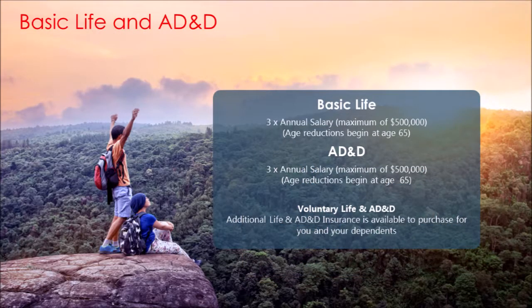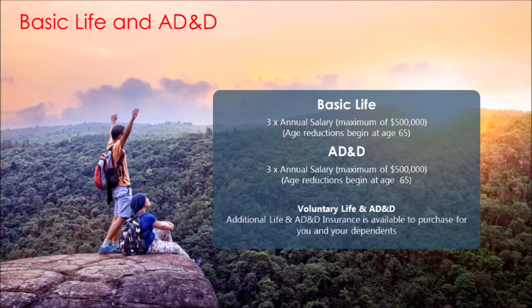Twist provides a basic life and AD&D benefit of 3 times annual salary to a maximum of $500,000 at no cost to you. Remember to double-check your listed beneficiaries as part of this open enrollment period to ensure that they are up to date. You have the option to elect up to $500,000 in voluntary life for yourself, $100,000 for your spouse, and $10,000 for your dependent children.